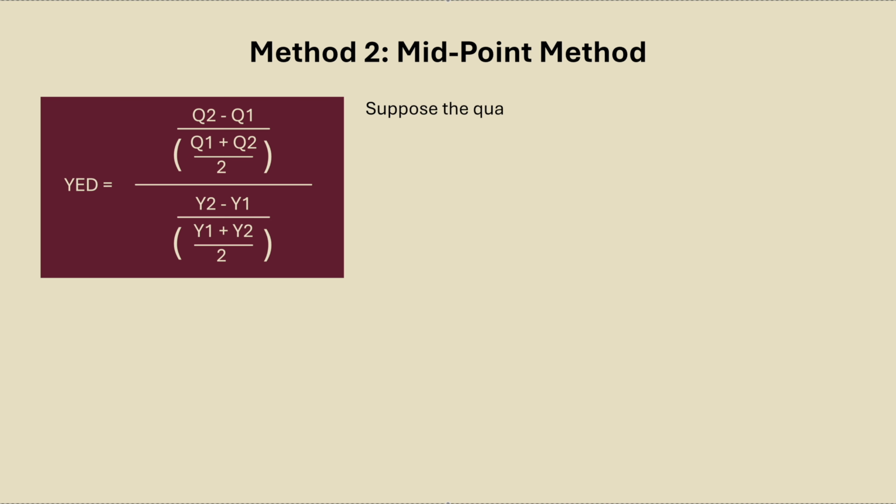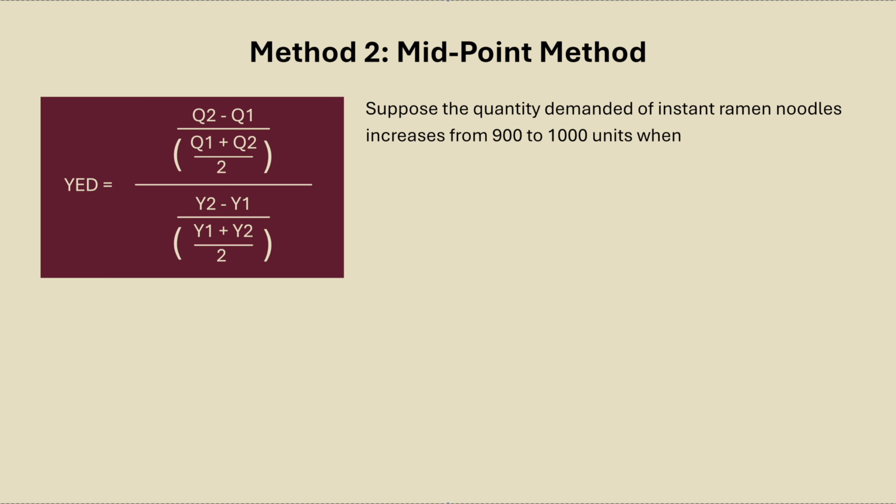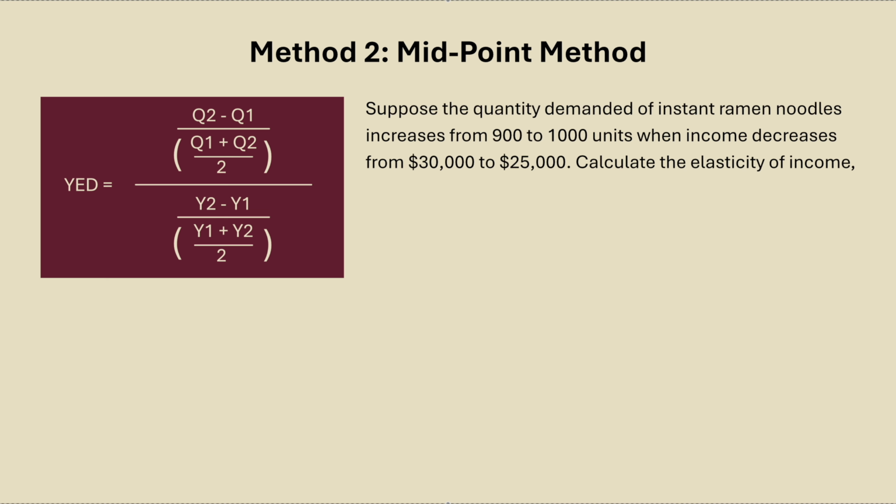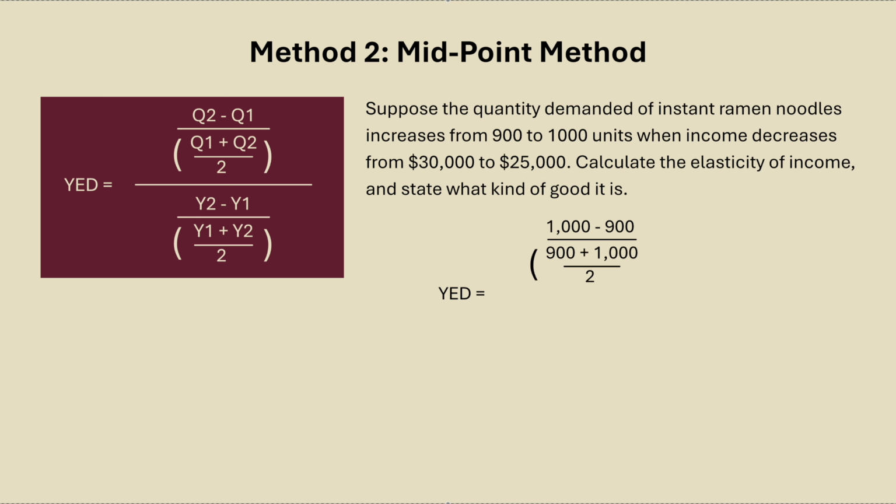Let's do an example. Suppose the quantity demanded of instant ramen noodles increases from 900 to 1,000 units when income decreases from $30,000 to $25,000. Calculate the elasticity of income and state what kind of good it is. The new quantity minus the old quantity is 1,000 minus 900, over the average quantity, so 900 plus 1,000 over 2. Over the same thing for income, so the new income minus the old income, 25,000 minus 30,000, over the average income, so 30,000 plus 25,000 over 2.